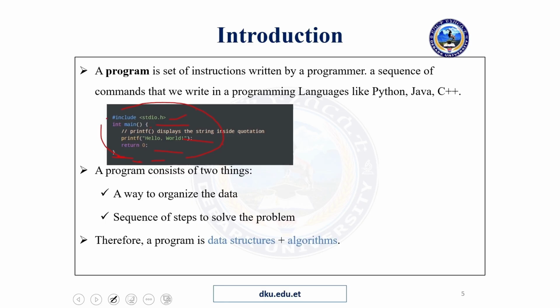And the other thing that you should know is a program consists of two basic things. The first one is the way to organize the data, and the second one is a sequence of steps to solve the problem. The way to organize the data means the program will contain a data structure. And the second one is a sequence of steps to solve the problem, which is called an algorithm. So in general, a program will contain a data structure and an algorithm.